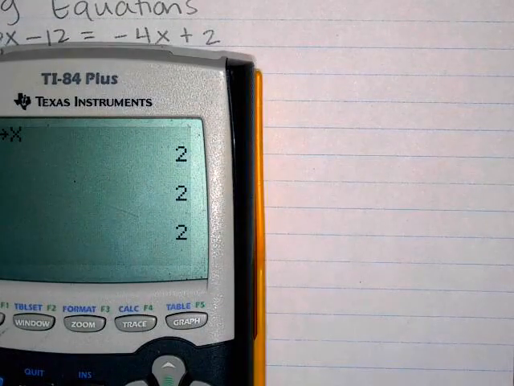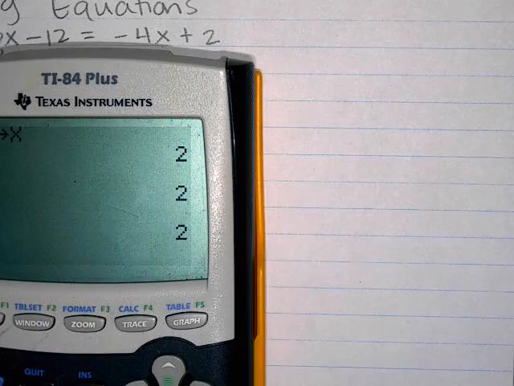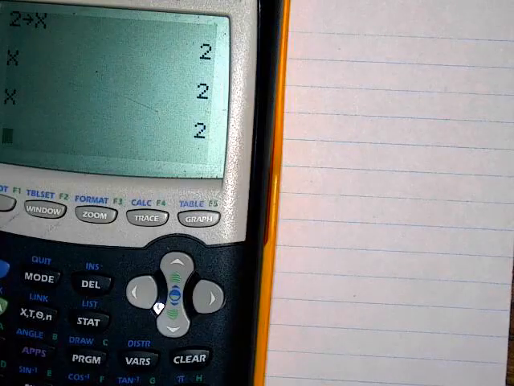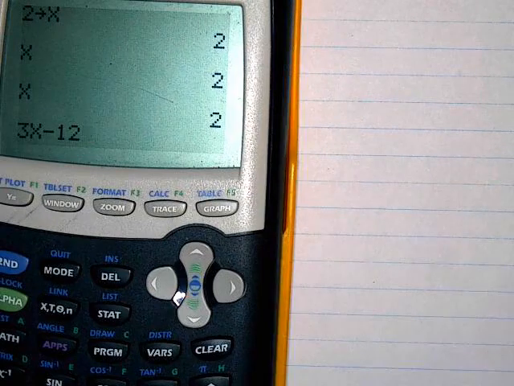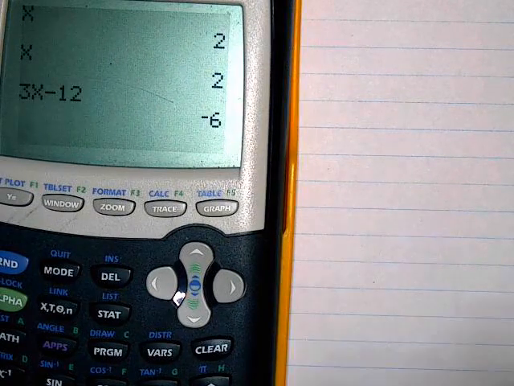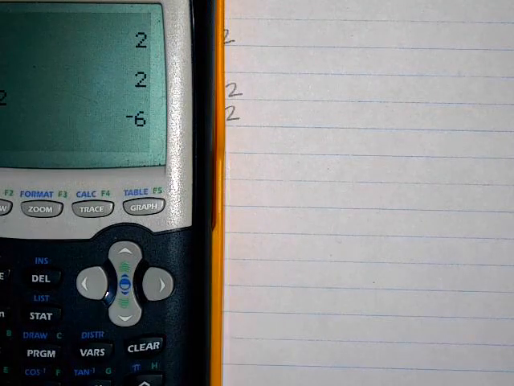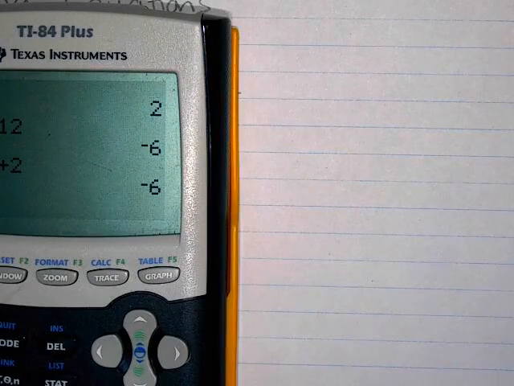So what we can do from here is type in the left side of the equation and type in the right side of the equation with the x's, and they should give us the same number because the two sides of the equation should equal the same thing. So the left side of the equation is 3x minus 12. I'm just typing in 3x minus 12. I want to see what it gives me. It gives me negative 6. I'll type in the right side of the equation, negative 4x plus 2, and that gives me negative 6 as well. So I just checked my answer. My answer's right.